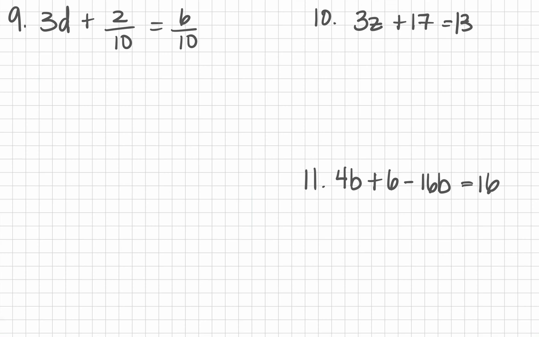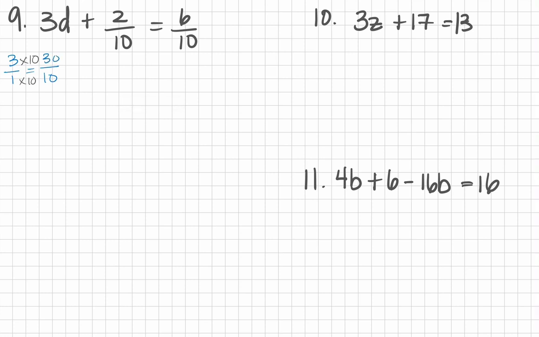Moving along, we have number 9. And we have the same situation. We need to change D to have a denominator of 10. So that's going to be 3 over 1 to 10. I have to multiply that by 10 on the bottom. Top is going to be 30.